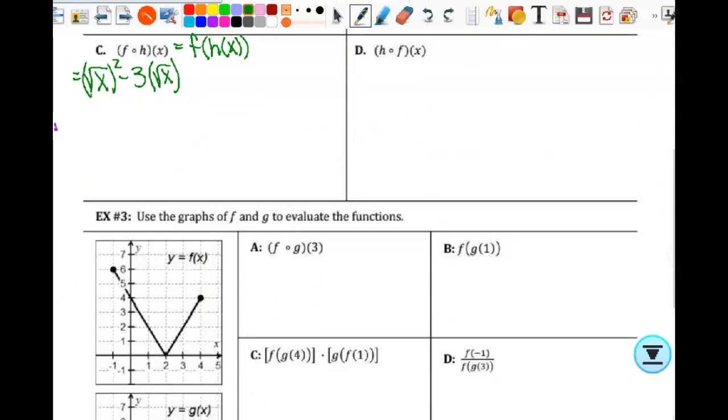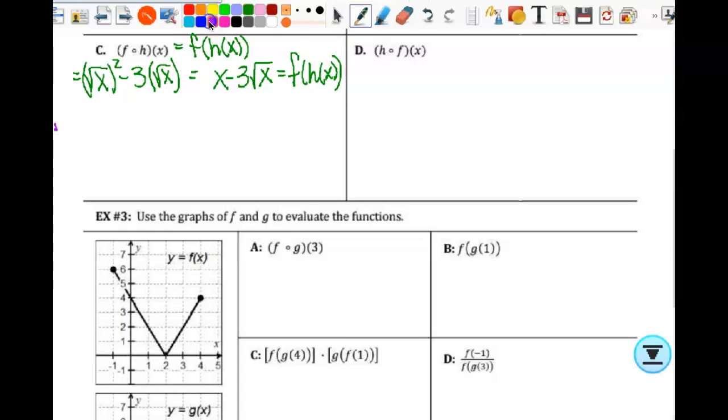Everybody okay with that? So what is the square root of x squared? x. So I get x minus 3 times the square root of x. That is f of h of x.